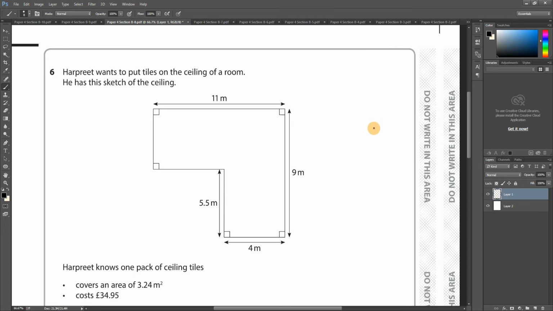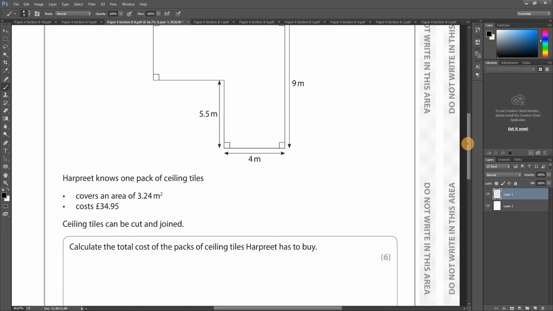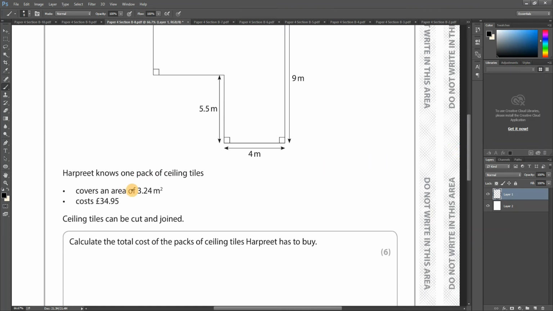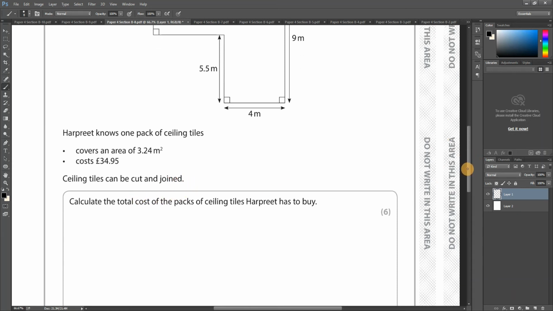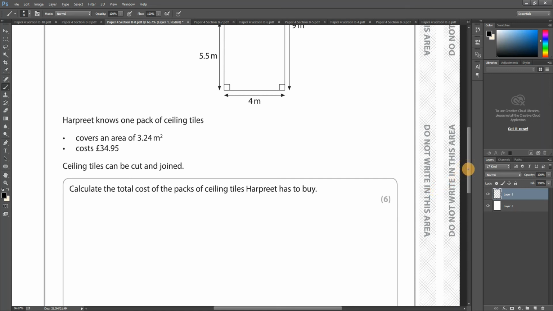Question 6. Harpreet wants to put tiles on the ceiling of a room. He has this sketch of the ceiling. Okay, right. Harpreet knows one pack of ceiling tiles covers an area of 3.24 meters squared. Costs £34.95. Ceiling tiles can be cut and joined. Okay, that's quite interesting. Calculate the total cost of the packs of ceiling tiles Harpreet has to buy. 6 marks for this.